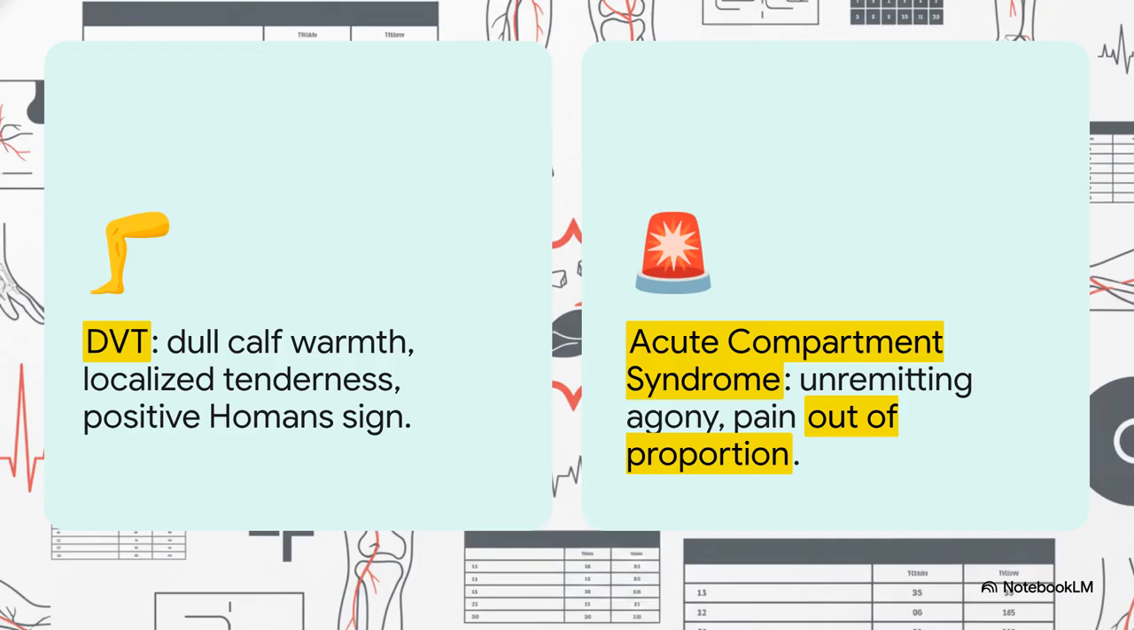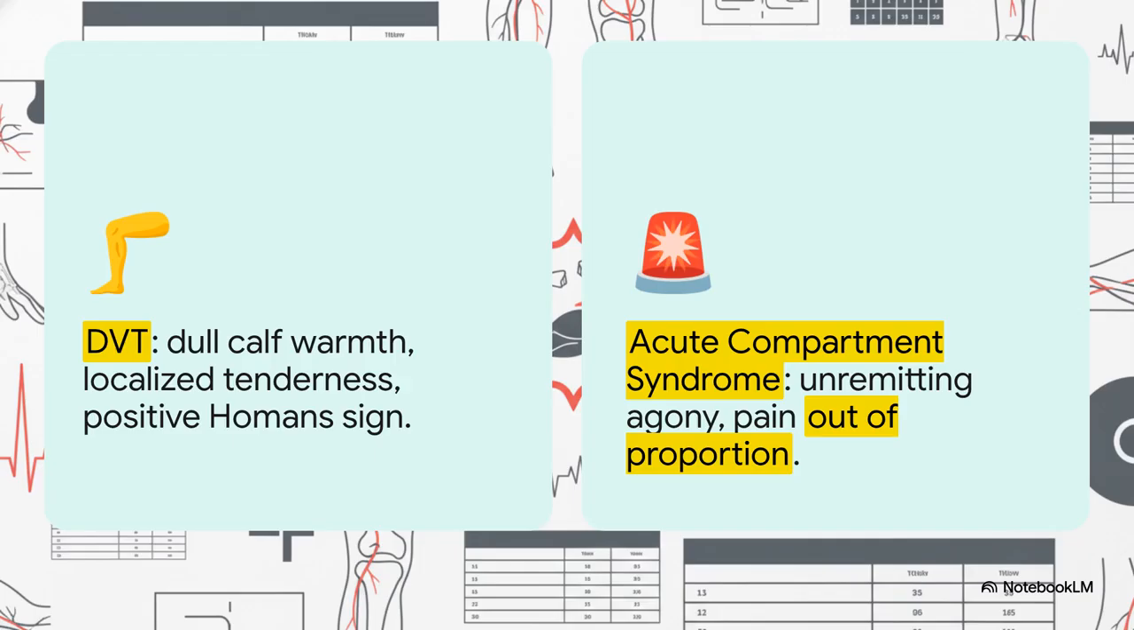Picture this. On one hand, you have deep vein thrombosis, or DVT, presenting with this dull calf warmth and localized tenderness. On the other hand, you've got acute compartment syndrome, or ACS, which brings tight, unremitting agony that is completely out of proportion to what you're seeing on a physical exam.